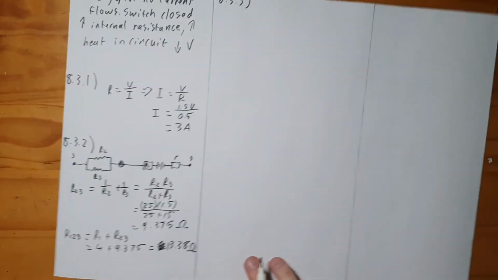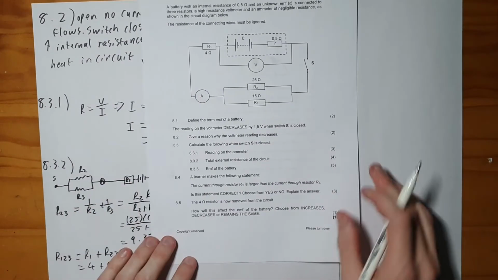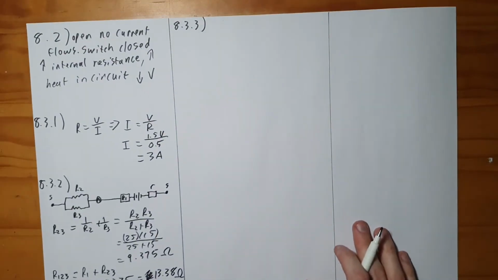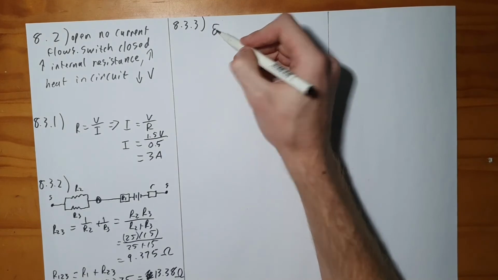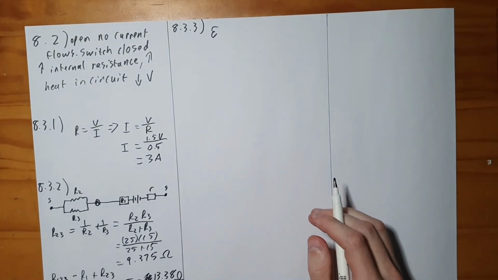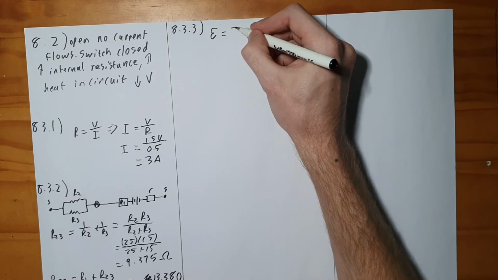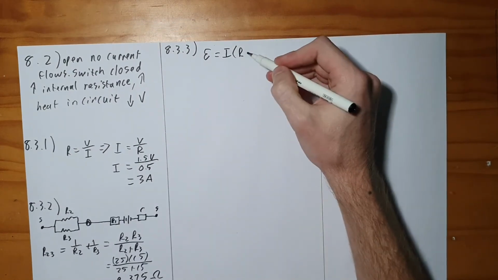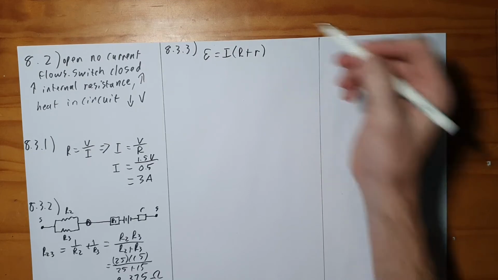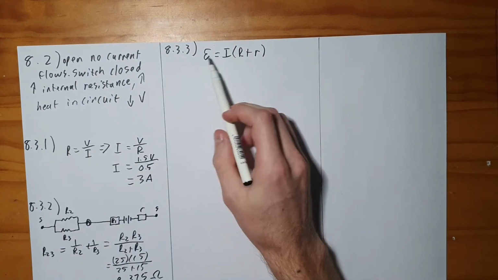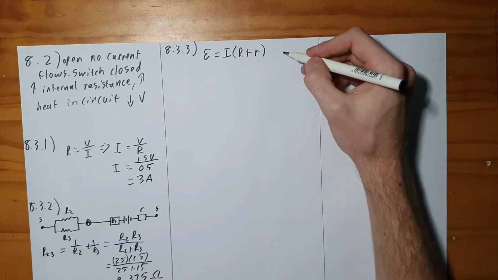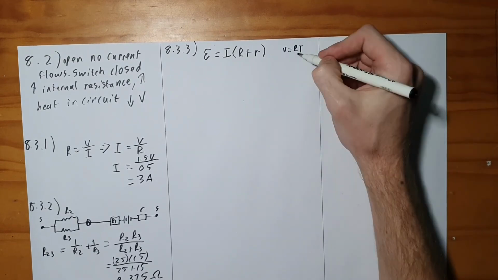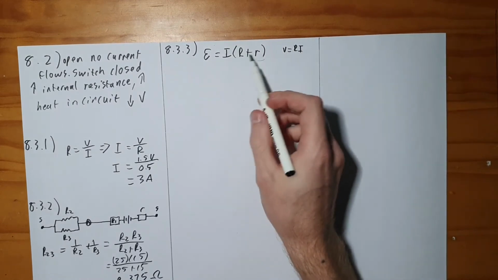Okay, now looking at 8.3.3, it says the EMF of the battery. Okay, so now we know, if you look at your formula sheet, that epsilon, which represents EMF, is equal to the total current of the circuit multiplied by the total resistance of the circuit plus the internal resistance of the circuit. Okay, so you can see it looks very similar to our V equals R times I. In this case we're just taking into account our internal resistance.